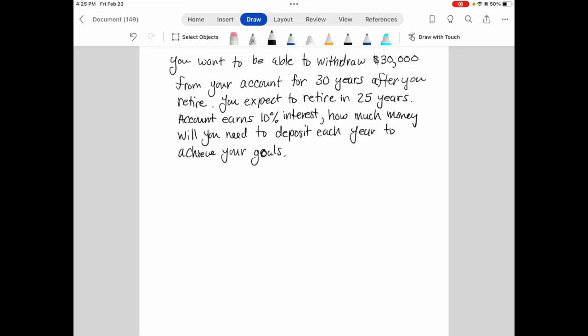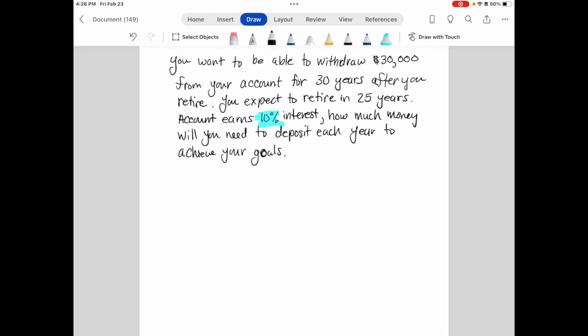You want to be able to withdraw $30,000 from your account for 30 years after you retire. You expect to retire in 25 years. Your account earns 10% interest. How much money will you need to deposit each year to achieve your goals? This is an awesome rate. I've never seen that. That's really high.